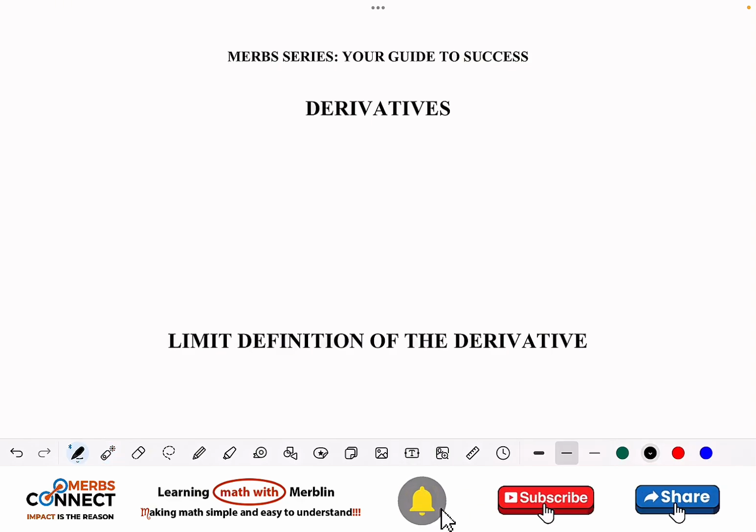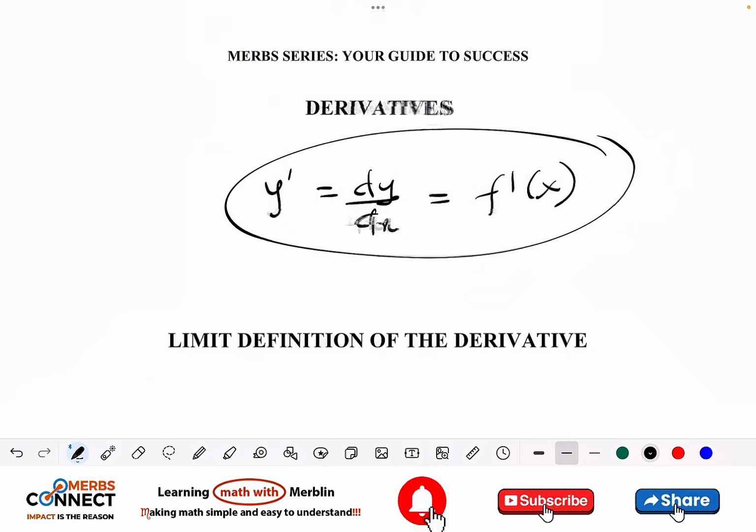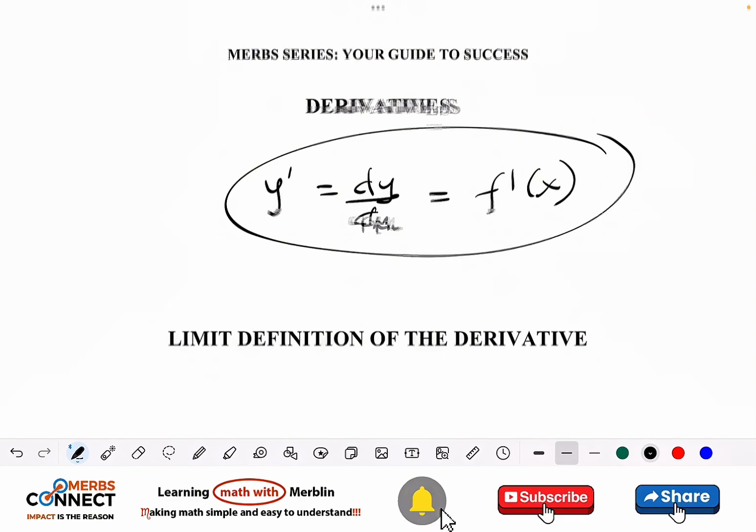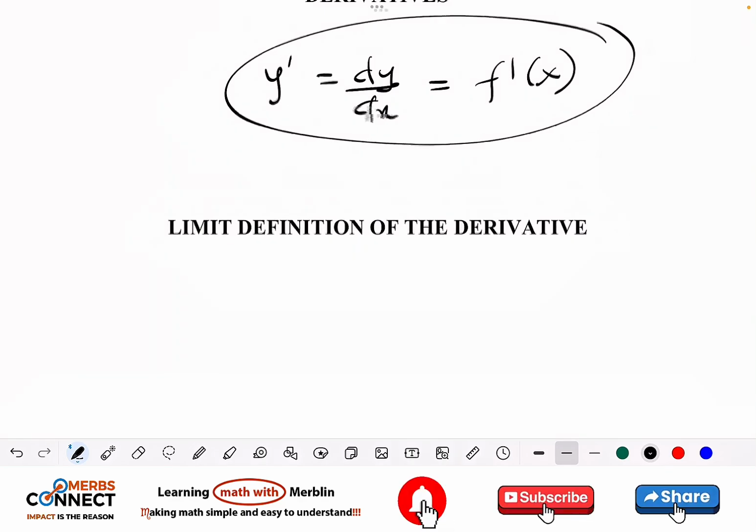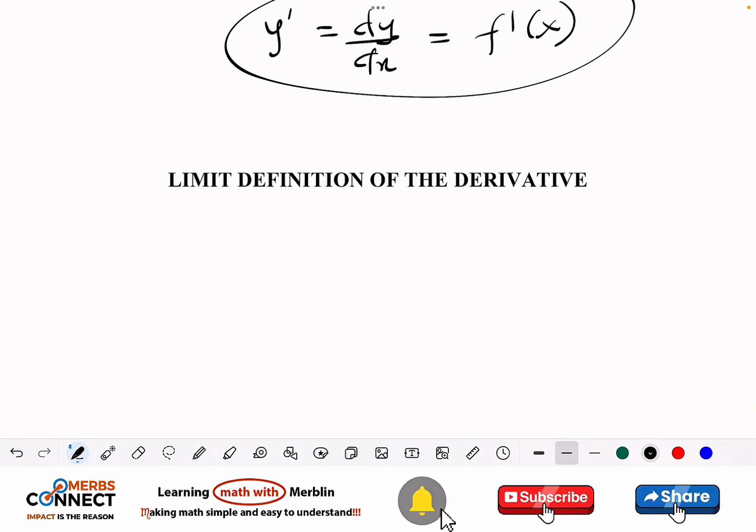Now with derivatives, we will use something like y prime. We can talk about dy over dx, and we are going to talk about f prime. They are all something that we are going to use throughout this journey on derivatives. But let's talk about the limit. So what's the limit definition?